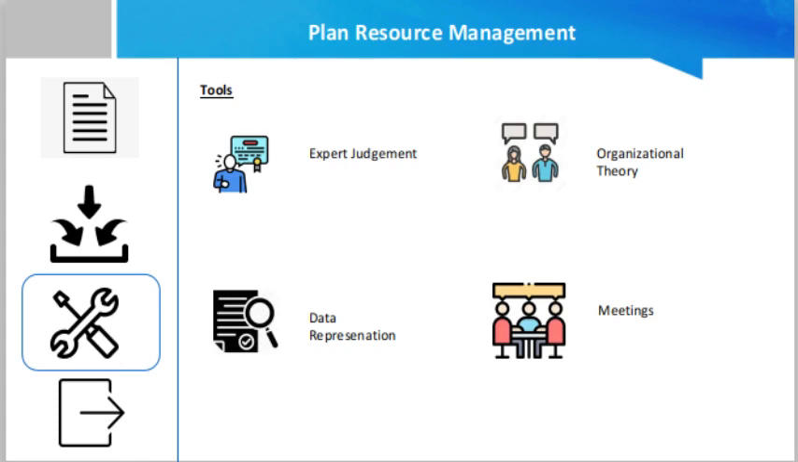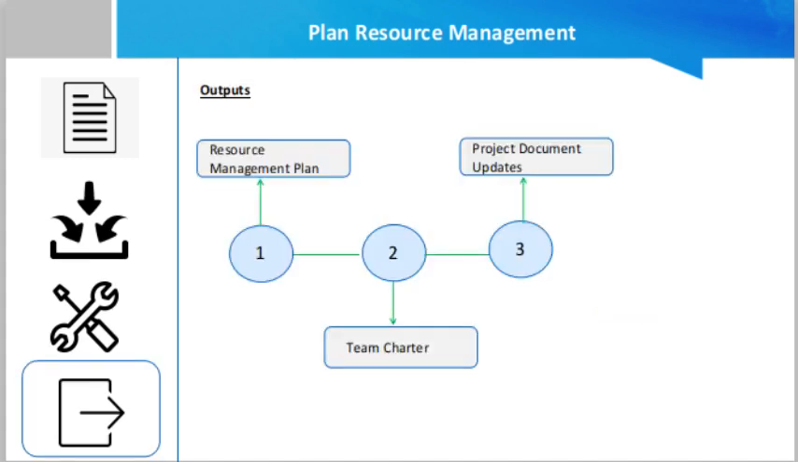Then meetings. The project team may hold meetings to plan resource management for the project. The outputs. The first output for this process is the resource management plan. The resource management plan is the component of the project management plan that provides guidance on how project resources should be categorized, allocated, managed, and released. It may be divided between the team management plan and the physical resource management plan according to the specifics of the project.